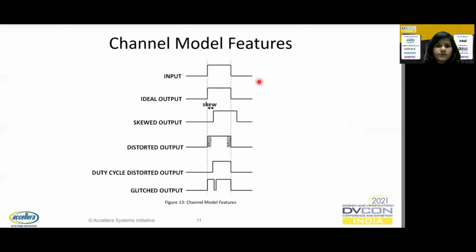Here we can see the visual of the different features supported by the channel model. It shows the output from the channel model with the desired effect enabled. This is the ideal output when none of the features are enabled. This is the skewed output when the output is shifted with respect to the original signal. The distorted output shows the distortion applied to the left and the right edges of the input signal. The duty cycle distorted signal shows the decreased duty cycle variant of the original signal. It is also possible to increase the duty cycle if required. And this particular output shows the glitches added to the original signal to stress test the design.